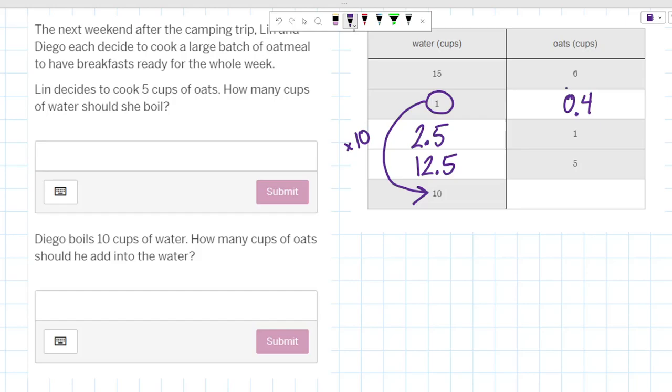So then we need to take that amount of oats that goes with the 1 cup of water, and what do we need to do? We should multiply by 10. So when we take 4/10 times 10, what do we get? That's 4. So Diego needs to add 4 cups of oats into the water.